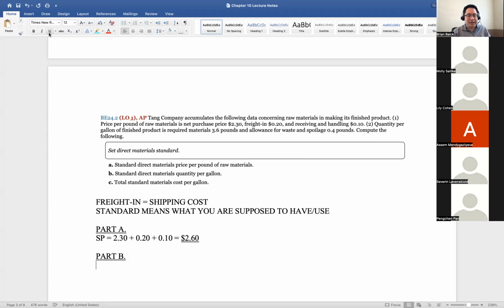Okay. Let's do part B. B says, what is the standard direct material quantity? What is the standard quantity? SQ, right? Good, 4. Very good, 4 pounds. It says each gallon of, like, paint, or I don't know what you're making, needs 3.6 pounds, plus another extra 0.4 pounds just in case. So standard quantity is supposed to be 4 pounds. Standard quantity is the amount you're supposed to use.